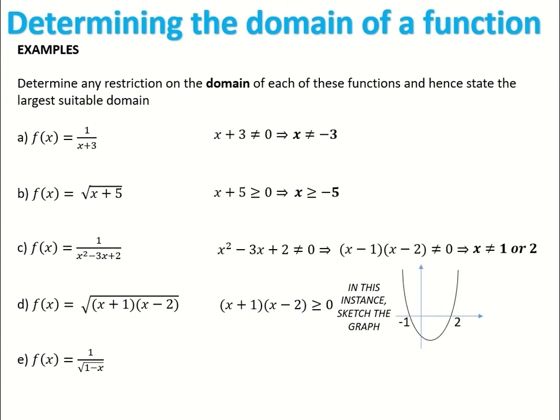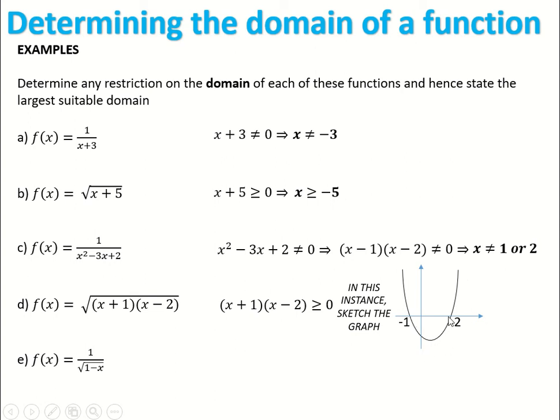We know it's going to cross the x-axis when x plus 1 times x minus 2 equals 0, in which case it's going to cross the x-axis at minus 1, and it's going to cross the x-axis at 2. Because it's positive, in other words, it's not negative, we know it's a smiley face. So it goes through minus 1, it goes through 2. Don't care about where this point is.